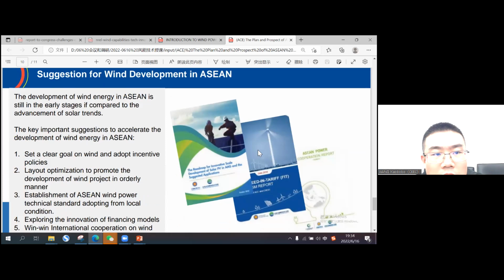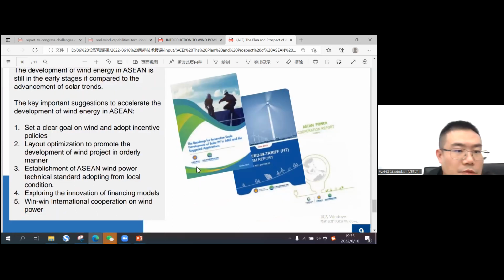So in China, some organizations have suggestions for wind development in Asia. We have published this documentation. We have some important suggestions to accelerate the deployment of wind energy in Asia.